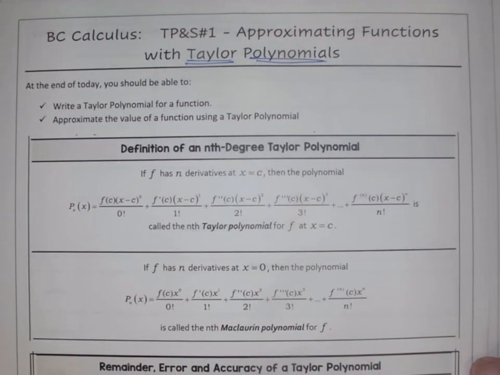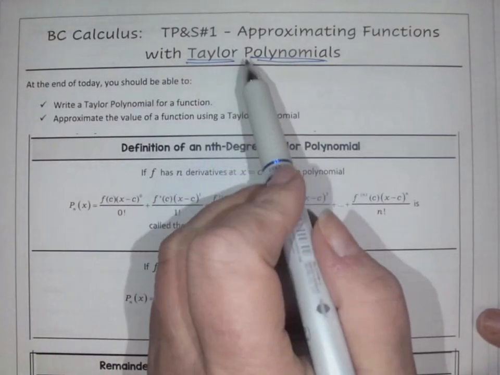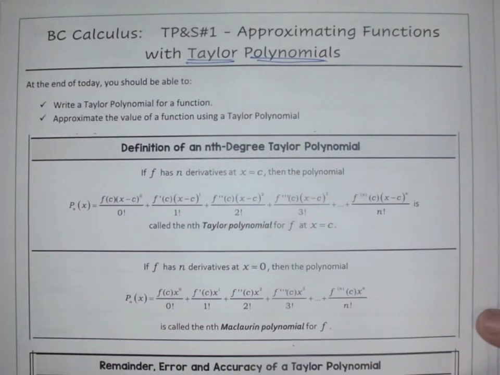But basically, what we're trying to do is take a polynomial, like x cubed, x squared, x to the fourth, x to the fifth, and approximate some other function with that polynomial. Okay, and so we're trying to get the two graphs and the two y values to line up.